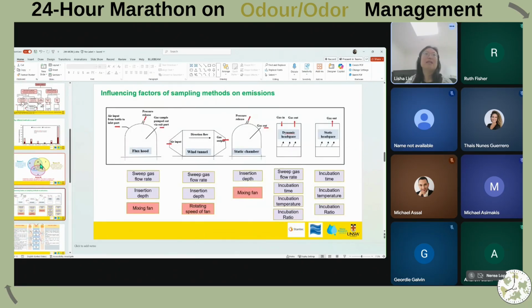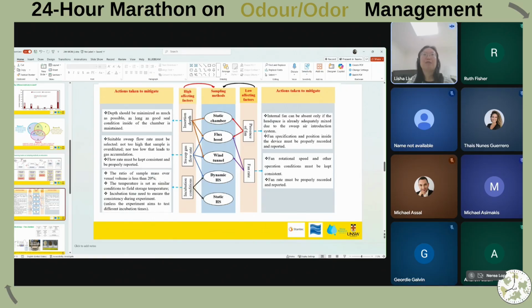Even within one method, emission results vary widely with operational parameters. Some key influencing factors are sweep gas flow rate, the insertion depth of the chamber, fan speed and mixing efficiency, and also incubation conditions for the hash-based methods, including dynamic hash-based and static hash-based.